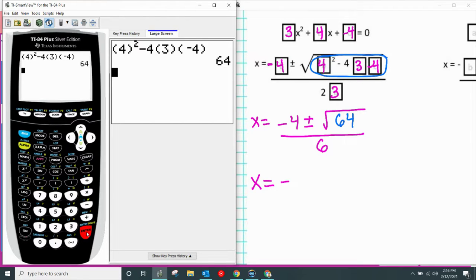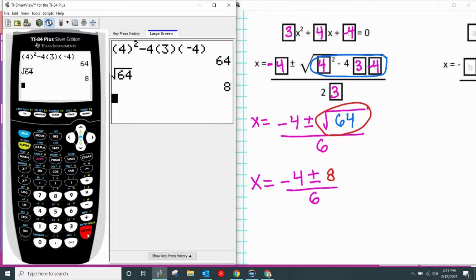X equals negative 4 plus or minus. Well, what is the square root of 64? That's what we need to figure out now. So I come over here, second square root. Don't do the square root first, like leave it. I'm going to show you why in a minute. It's 8. So the square root of 64. So now I'm simplifying this piece here. The square root of 64 is 8, all over 6.